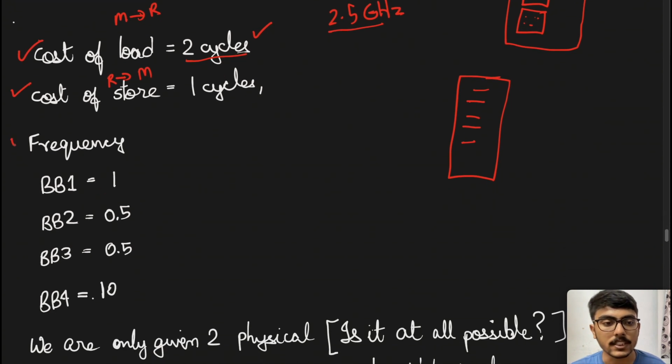We are given the frequency. Frequency is basically the number of times you execute a piece of code, which you can relate to for loops and while loops. When we are executing a particular piece of code not only once but a lot of times, we call it the frequency of this basic block. In our case, basic block 1 has 1, basic block 2 has 0.5 and 10. So this is the data that we are given.